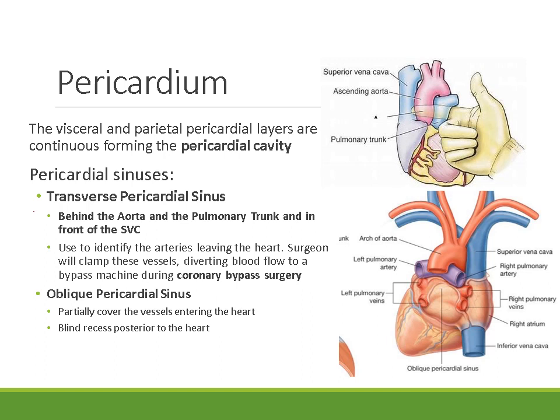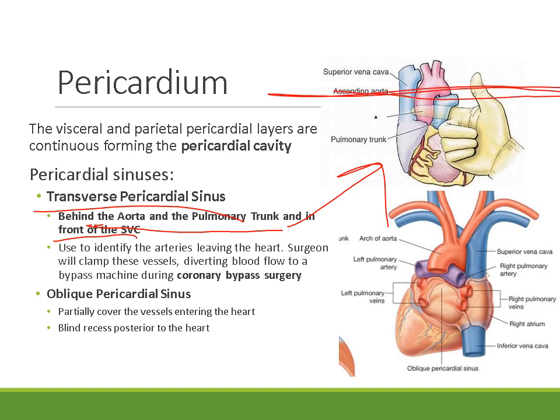The transverse pericardial sinus is an opening, or a sinus, behind the aorta and the pulmonary trunk and in front of the superior vena cava. So if you look at this top picture, remember, what we're talking about is this sac that's surrounding the heart and the beginning of the great vessels. The pericardium kind of surrounds up to this layer.